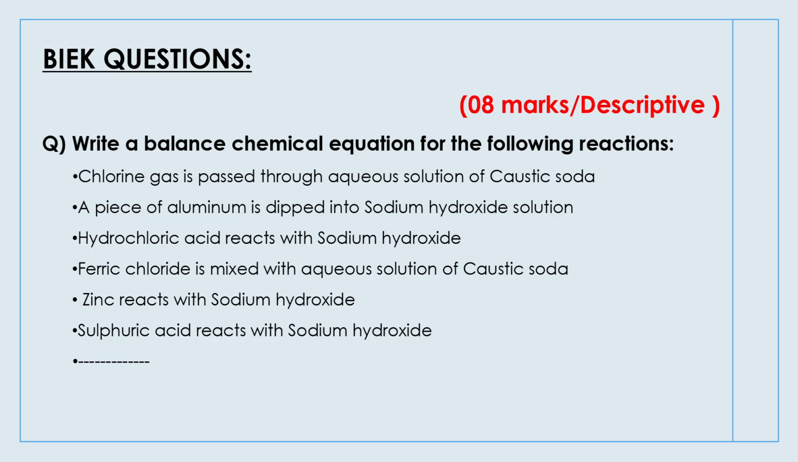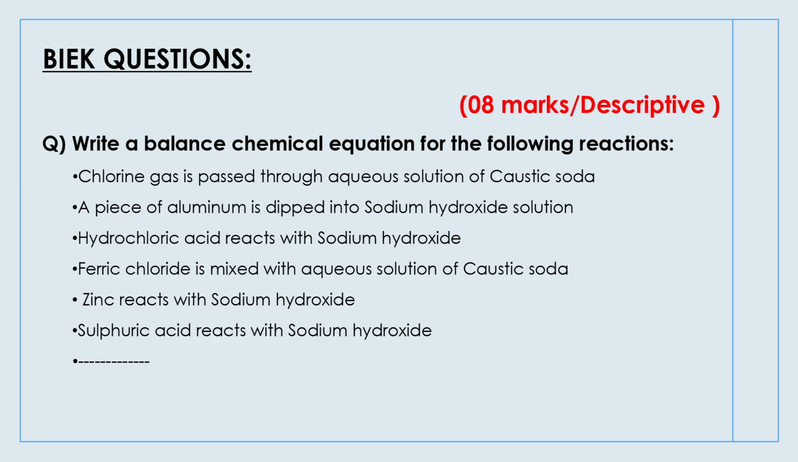The first is chlorine gas is passed through the aqueous solution of caustic soda. Caustic soda means sodium hydroxide. Chlorine gas means reaction of sodium hydroxide with chlorine. So in the book it is mentioned directly as the reaction, but you get a proper statement for each reaction in your board examination questions. You write the equation and you get full marks. A piece of aluminium is dipped in sodium hydroxide solution. It means reaction of sodium hydroxide with aluminium metal.